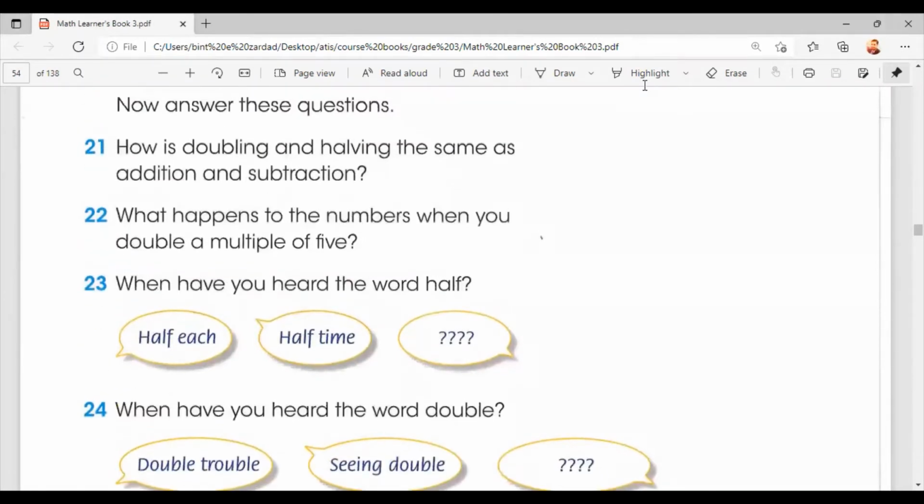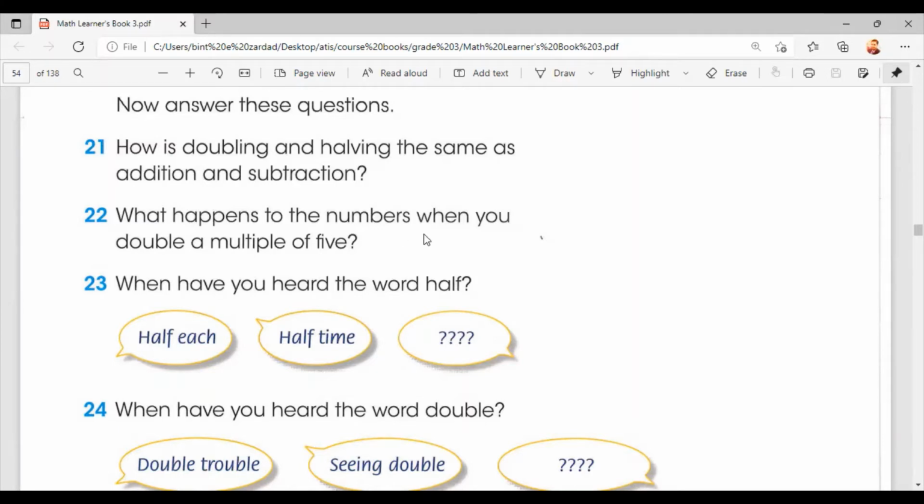How are doubling and halving the same as addition and subtraction? So we can say they are inverse. Doubling and halving are inverse, opposite to each other, just like addition and subtraction. Doubling undoes halving and halving undoes doubling, just like subtraction undoes addition and addition undoes subtraction. And like this, these are similar.